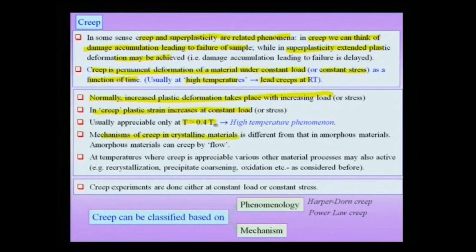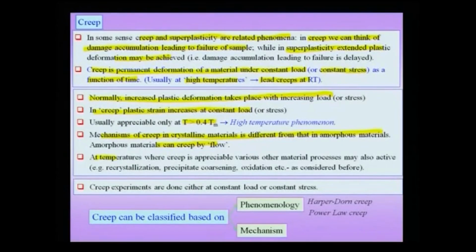Mechanisms of creep in crystalline materials are different from those in amorphous materials, and for now we will restrict ourselves to creep in crystalline materials. In amorphous materials, the mechanism of creep could be very similar to what we call viscous flow or Newtonian flow, while in crystalline materials we will see there are many mechanisms which can contribute to creep, and the next slide will give a broad overview of these mechanisms.